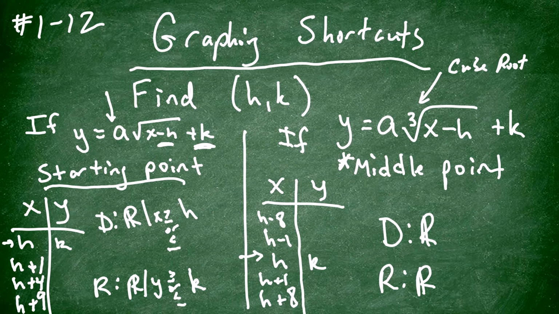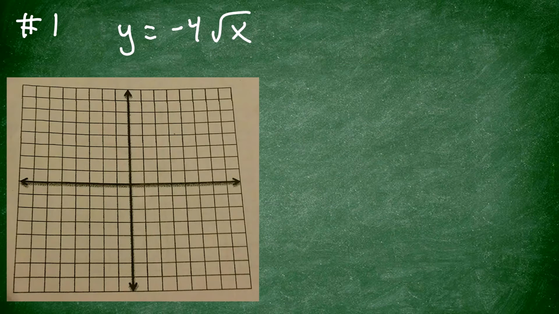And remember, domain and range are based on whether it's a starting point or a middle point. If it's a starting point, you have to deal with h and k for your domain and your range. And if it's a middle point, then all the domain and range is exactly the same. Okay? And that's it for the shortcuts.